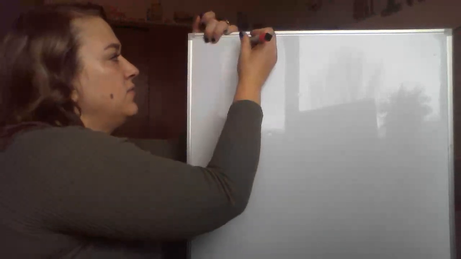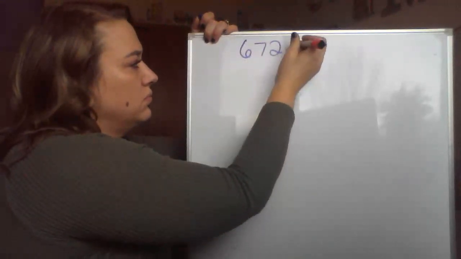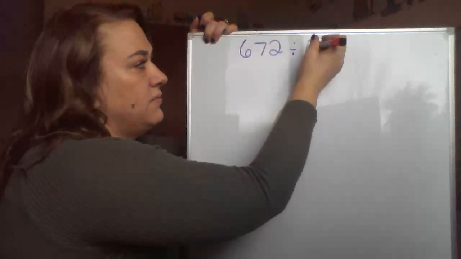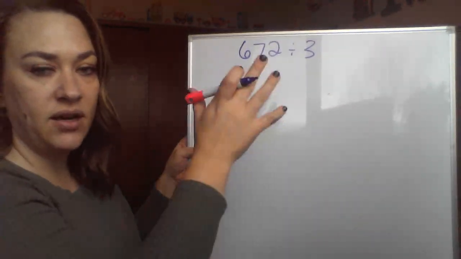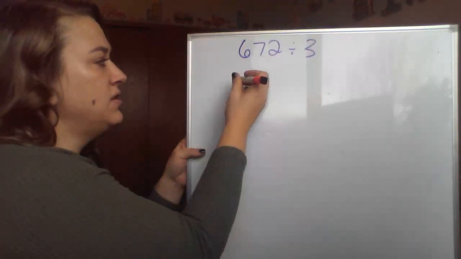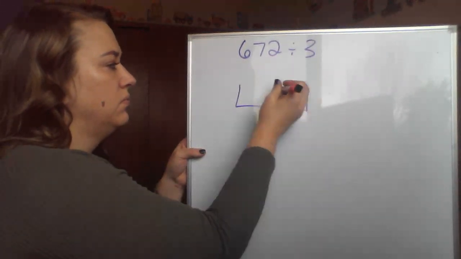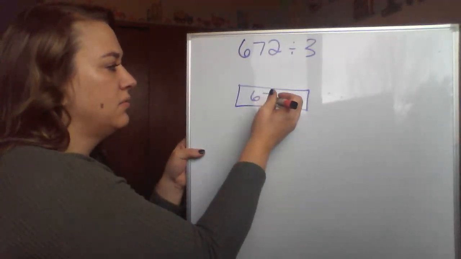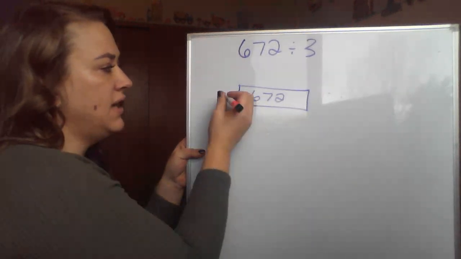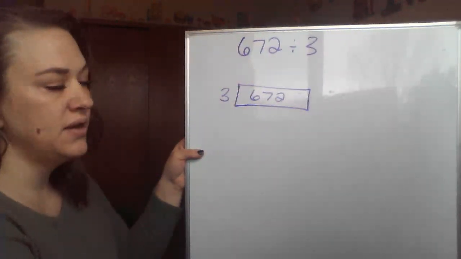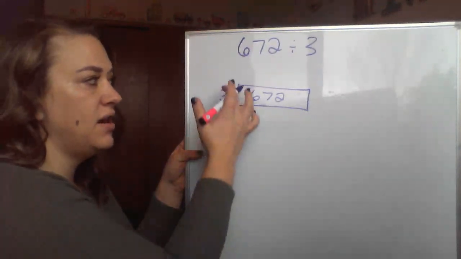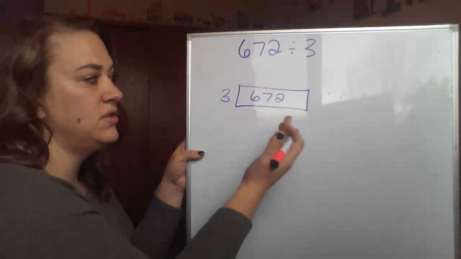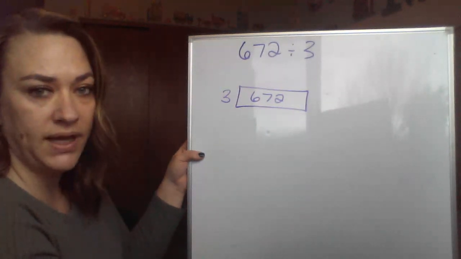So our first problem is going to be 672 divided by 3, okay? If we were to set this up as an area model, our dividend, 672, is going to be our area, and our 3 is going to be one of our lengths. And our quotient is our other length or our width that we don't know right now, okay?